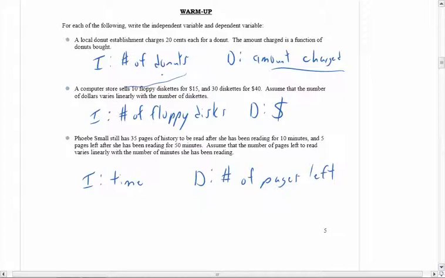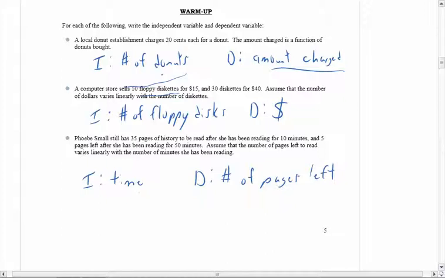Same with the second example. If you buy, this is kind of an old example, but floppy disks don't really exist anymore, 10 floppy disks for 15 or 30 for 40. All I want you to do here is to identify, again, that this is almost identical to the donut question in that you're just buying floppy disks instead of donuts, and the money will be the dependent. So it's exactly the same scenario here.